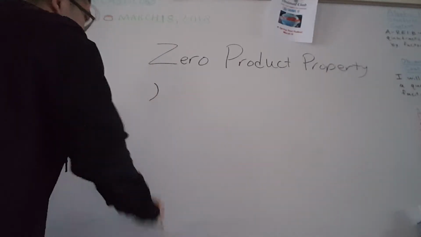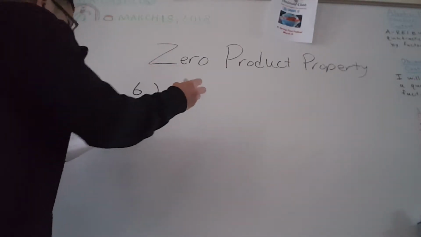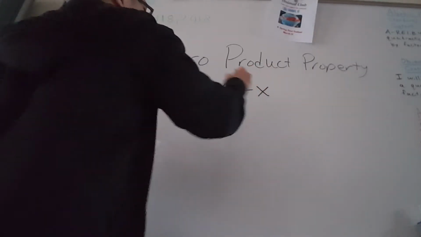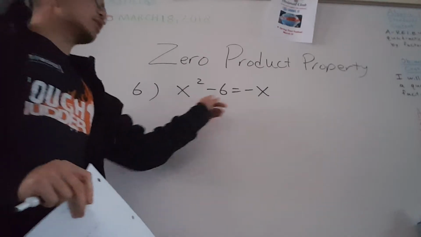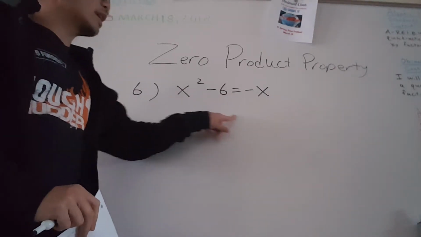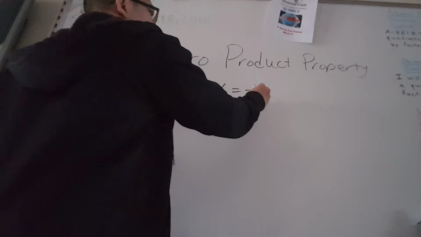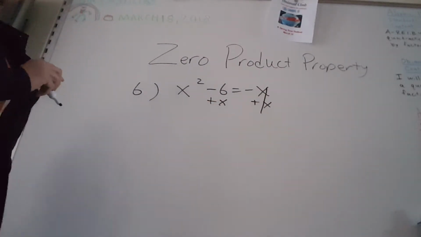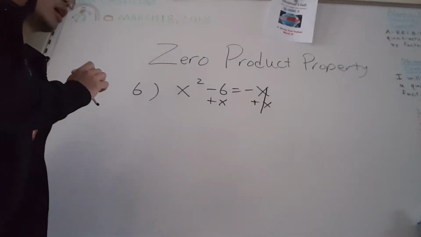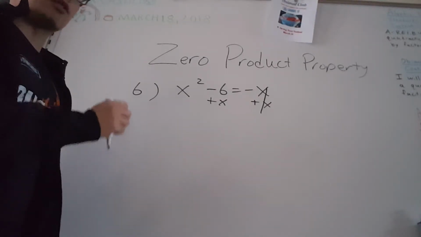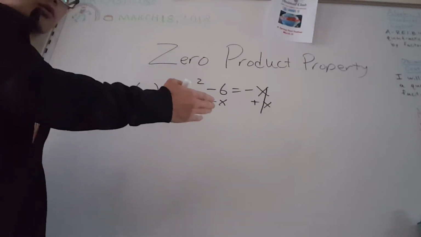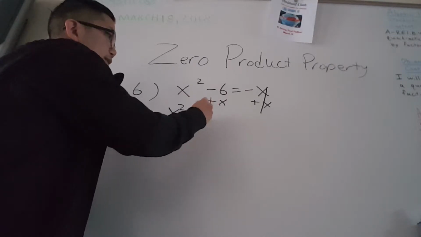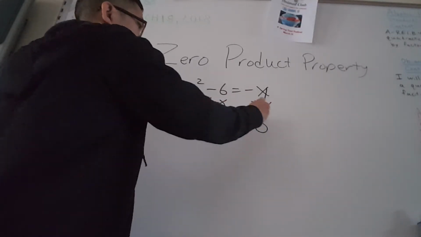So, number 6, it's kind of the same thing. So I have x squared minus 6 is equal to negative x. We want this to equal 0, so I'm going to move the negative x to this side, plus x. Just remember, when you write this as a quadratic, you want to write it in standard form, which means highest exponent to lowest exponent. So this will be x squared plus x minus 6 is equal to 0.